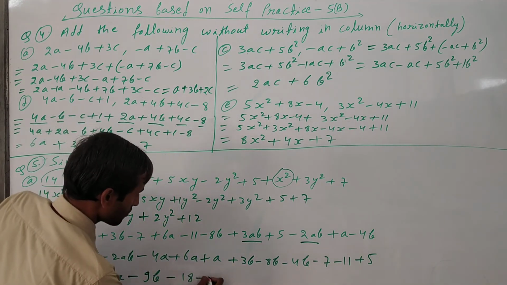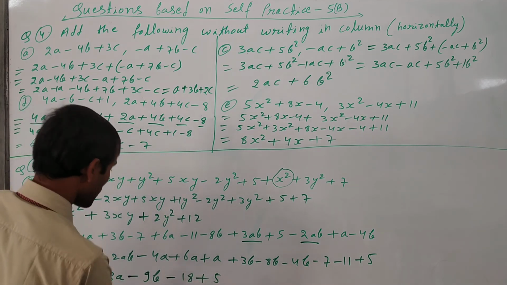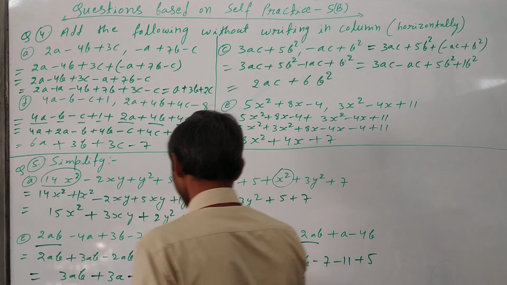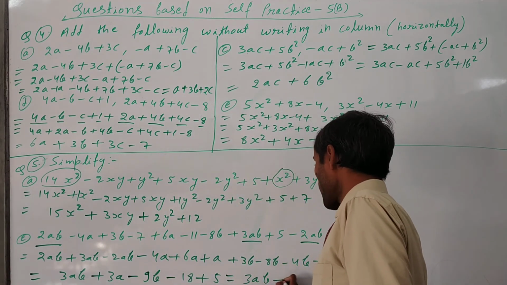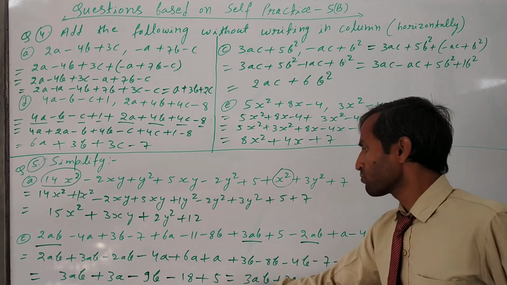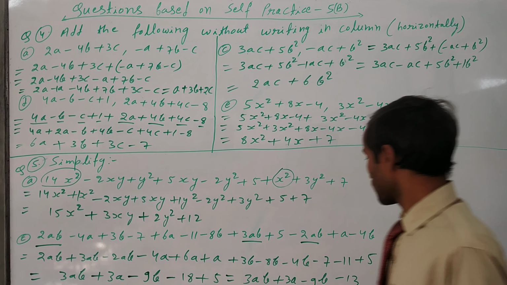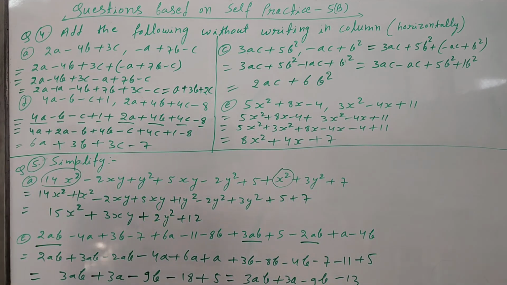After that, directly you can subtract here also, so final answer will come 3ab plus 3a minus 9b, and then this with both will be subtracted, then minus 13 will come. So this is the final answer of this C part.